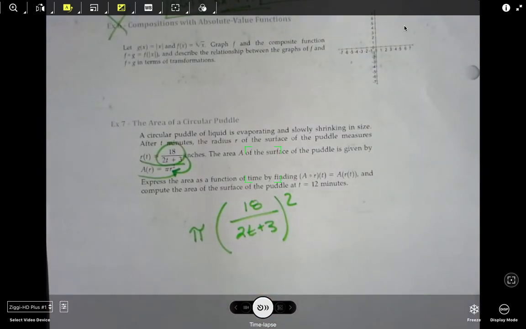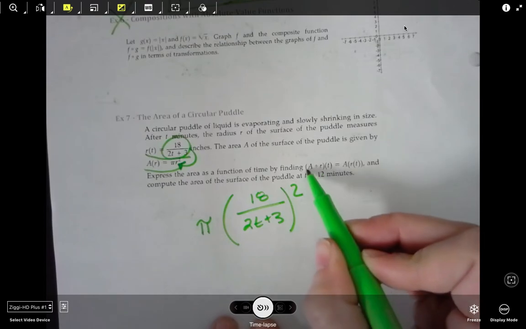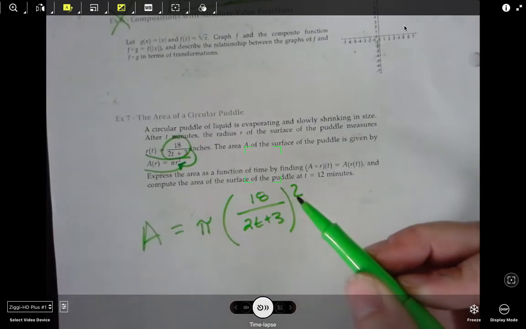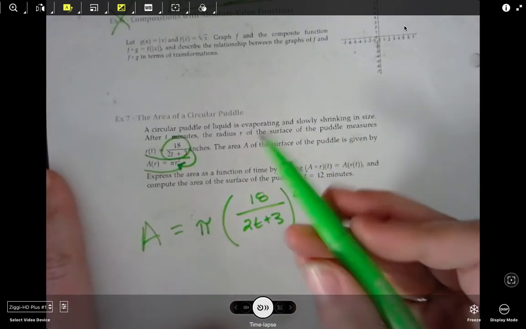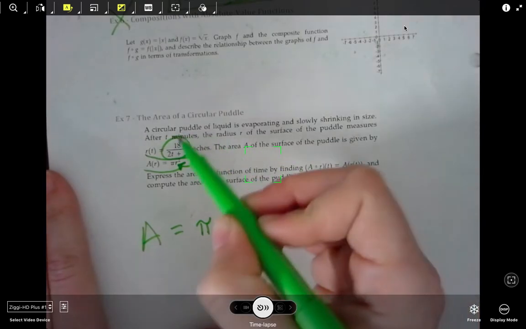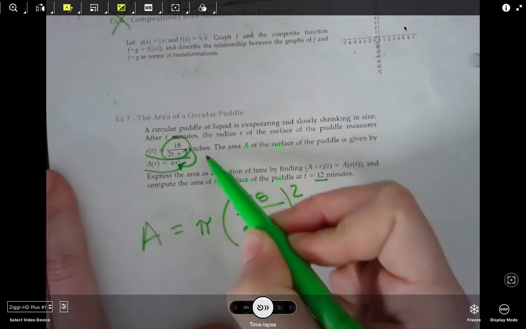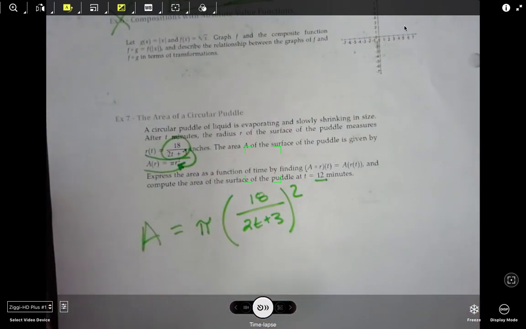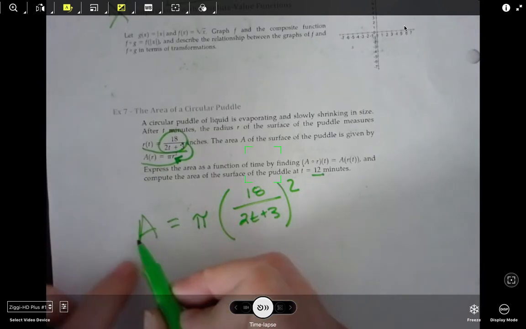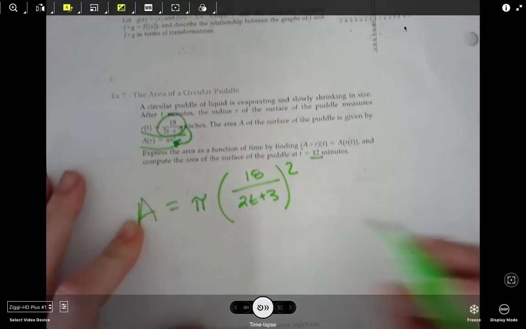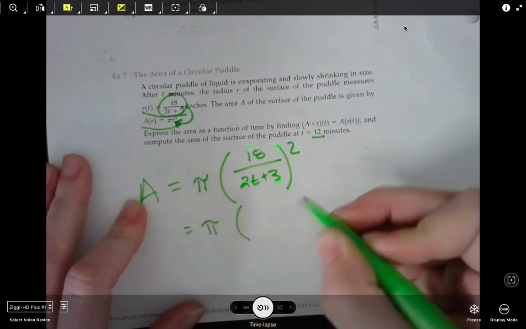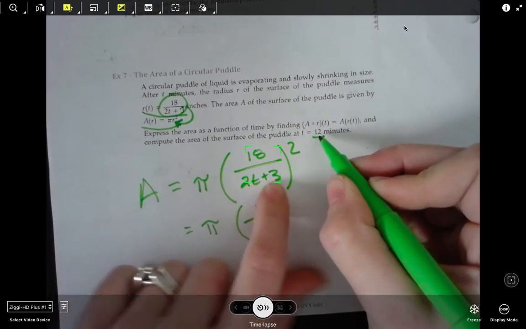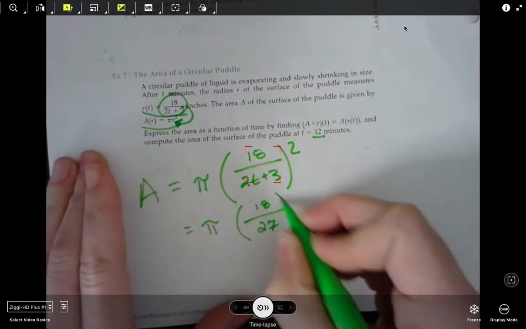So this is kind of finding the area in terms of time and bypassing the radius. Rather than plugging 12 in to find the radius here and then plugging it in here to find the area, I just do that all in one shot. If I'm able to plug 12 in for t into this equation, I then will be able to find the area. So I have pi times 18 over 2 times 12 is 24, plus 3 is 27, squared.